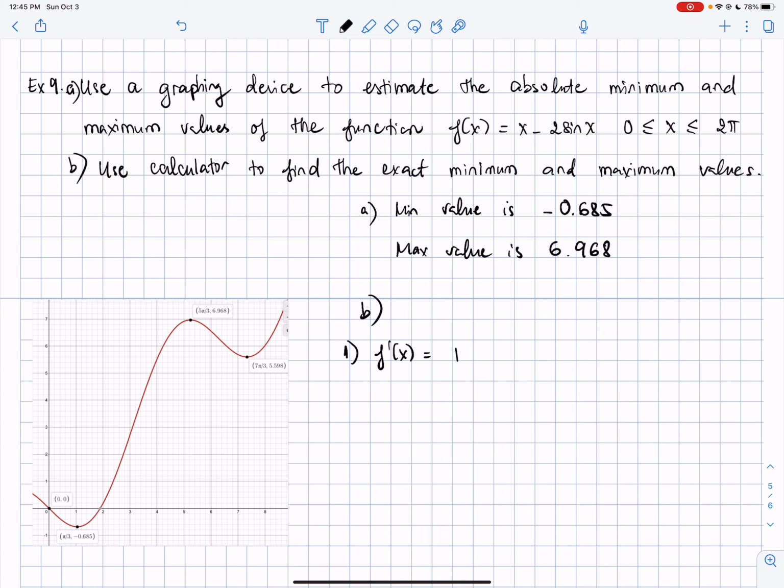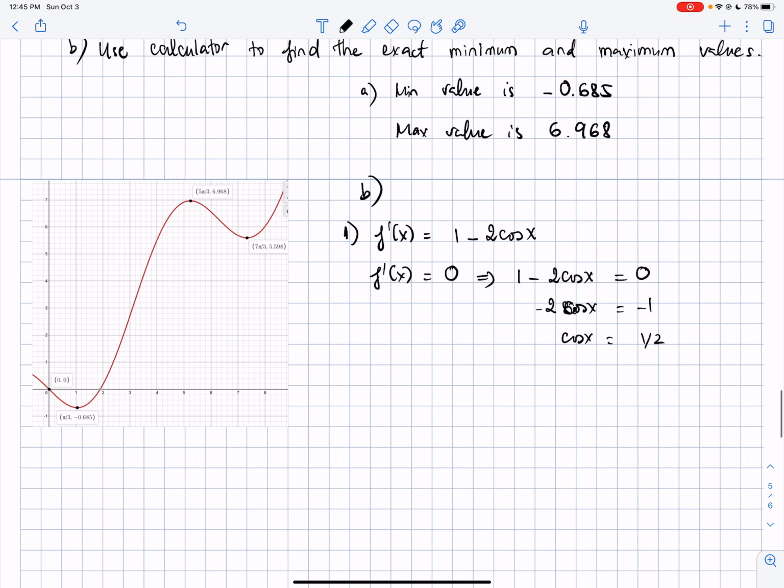So it will give us 1 minus 2 times the cosine of x. And then we find the x values such that f prime of x equals 0 or does not exist. So let's make it equal to 0 first. We have 1 minus 2 cosine of x equals 0. Then we solve this equation: cosine of x equals 1/2.